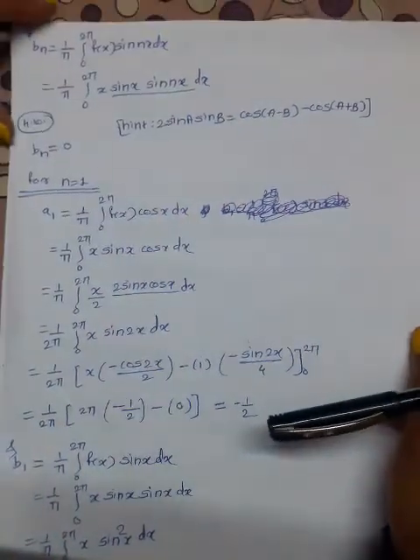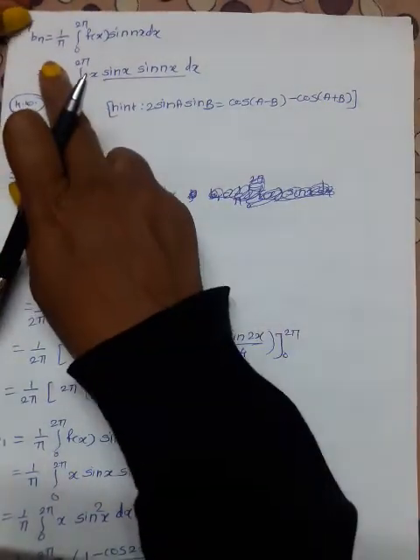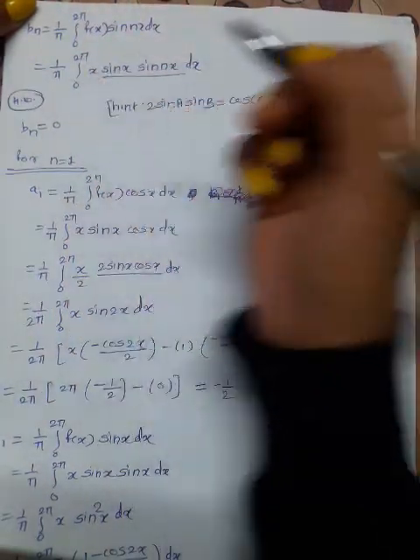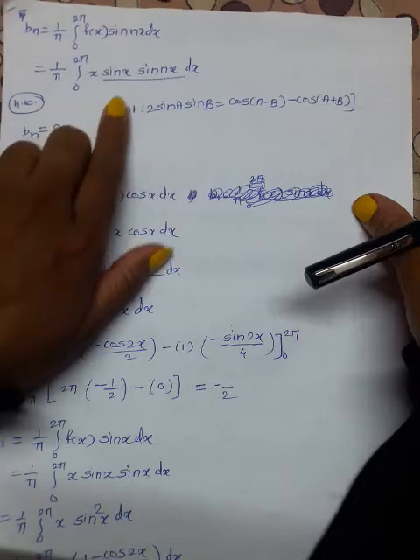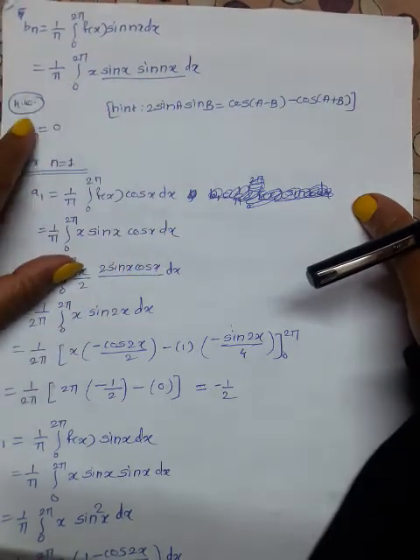first find out bn here. 1 upon pi, this is the formula. What is the real difference between an and bn? Just replace cos by sine. Here also x sin x into this sin x. This is a homework for you.